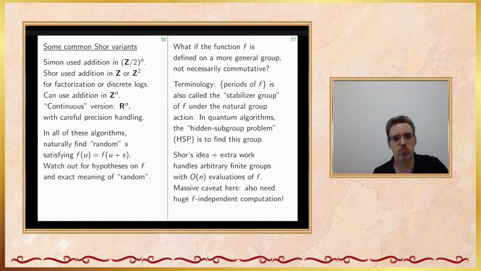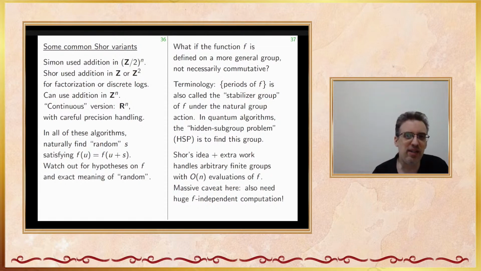You can, with a linear number of evaluations, quantum evaluations of this function f, I hope it's clear that the evaluation on the slide means quantum evaluations. This is generalizing Shor's algorithm and doing some more work. Linear number of evaluations of f, linear in the number of bits to specify your group, you can get enough information to pinpoint the hidden subgroup.